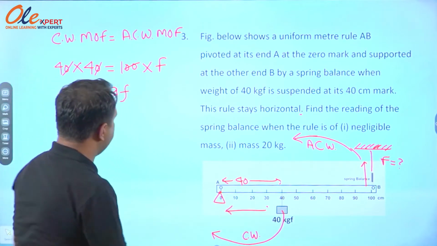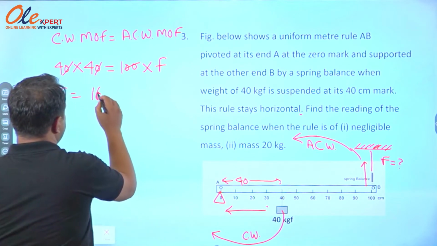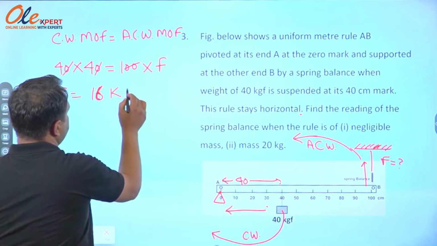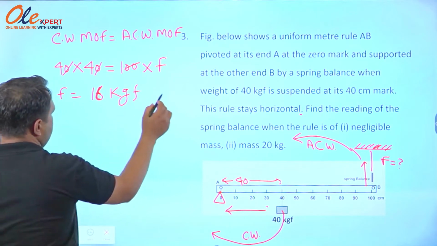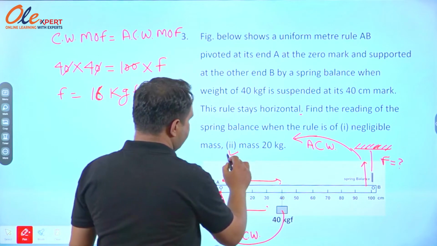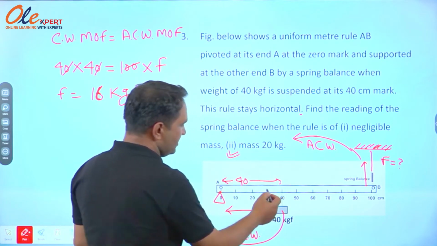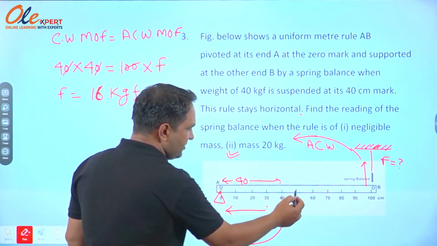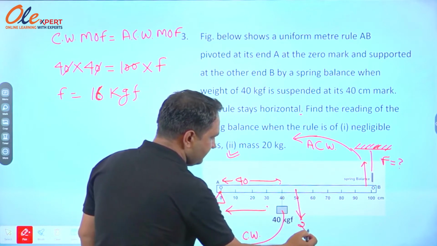It is given in kgf, so we will also write 16 kgf, kilogram force. So F is 16 kgf. Now the second condition is mass 20 kg. Means what? This meter rule is of mass 20 kg.